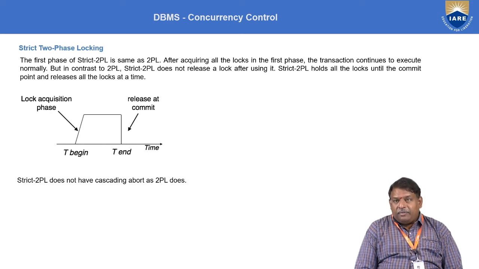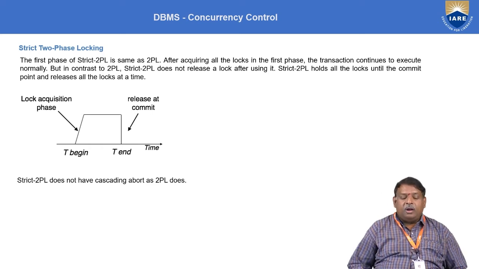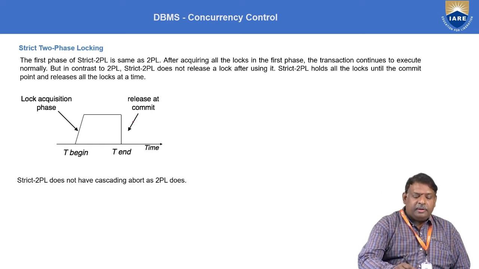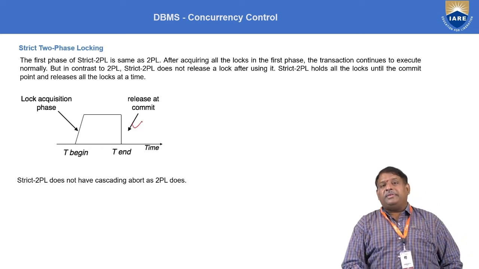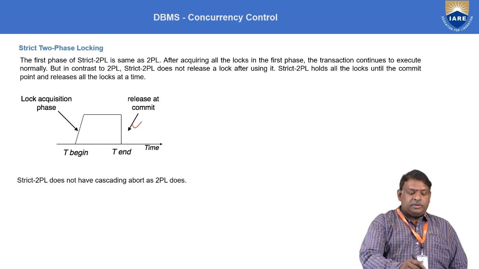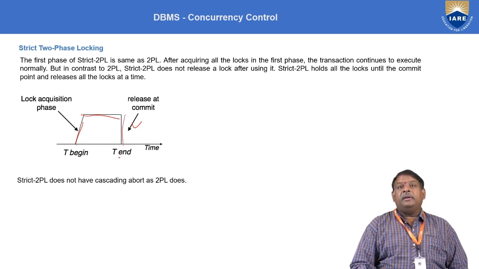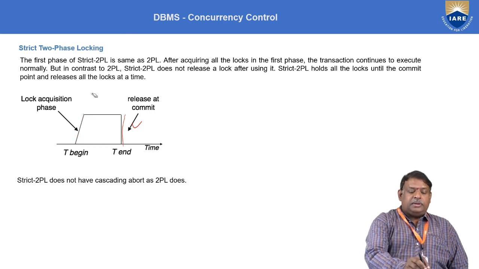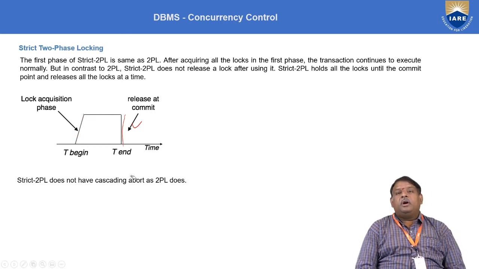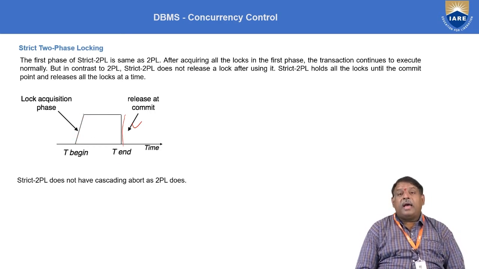So only after committing, the entire locks are removed or released. See, first it acquires the locks, then it starts processing. Only after committing the data, it will release all the locks at a time. Strict two-phase locking does not have a cascading abort as 2PL does.